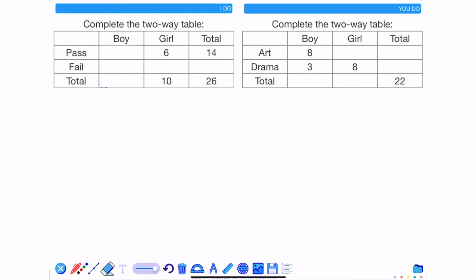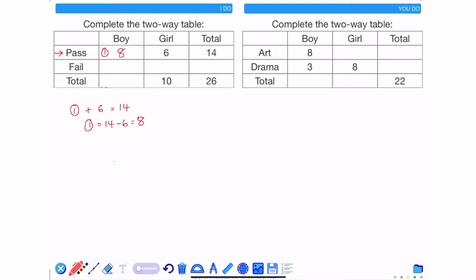A good starting point with a two-way table when trying to find unknown values is to look for a row or a column where you've been given all pieces of information other than one, like the number of boys that passed. So knowing that the number of boys that passed plus the number of girls that passed is equal to the total that passed, I can work out the number of boys would have been 14 take away 6, which is 8. 8 boys passed.